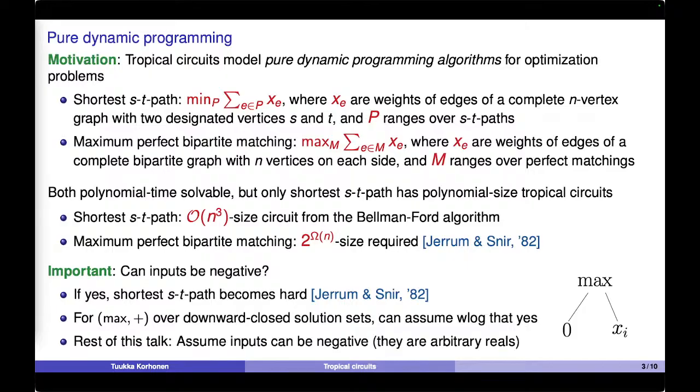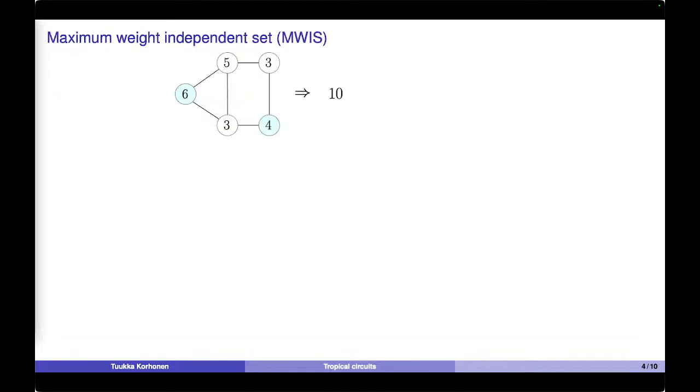Yeah, but okay, for the rest of the talk, let's assume the inputs can be negative, so they are arbitrary reals. But this is maybe a non-standard assumption. At least Jukna, in his book about tropical circuits, says that this is the less interesting case. The more interesting case is the one where they are required to be non-negative. So maybe take this assumption with a grain of salt. So this defines a bit different kinds of things. Okay. Anyway, let's go forward.